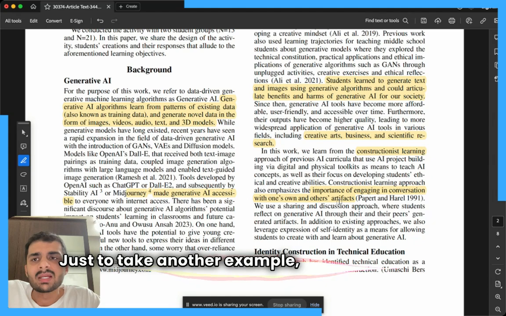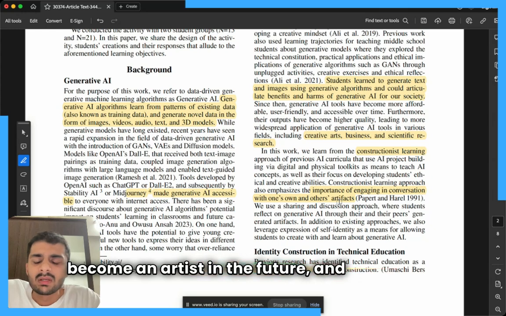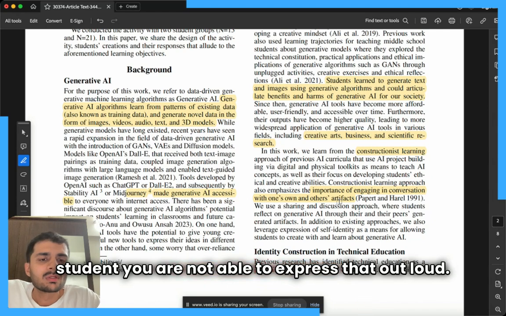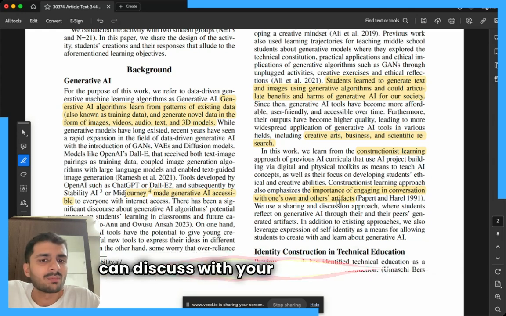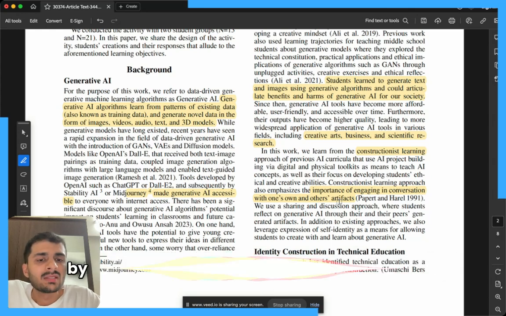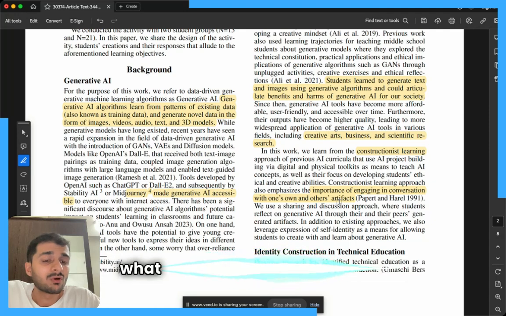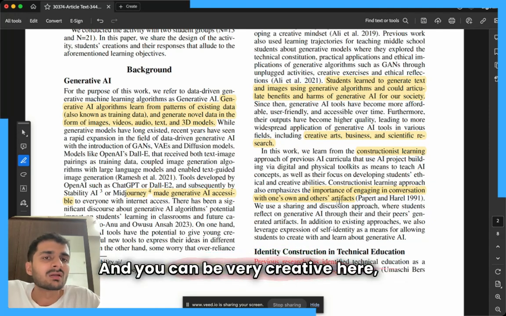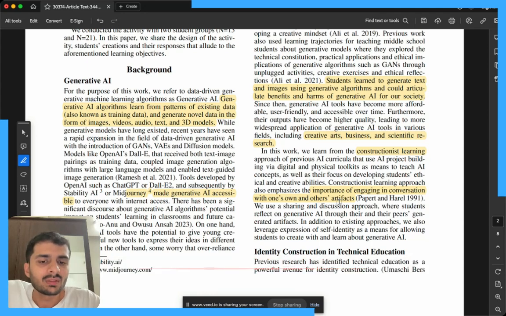Just to take another example, let's say you want to become an artist in the future, and as a school student, you are not able to express that out loud. So what the constructionist learning approach says is that you can discuss with your peers about this by using generative AI applications to express what you are really trying to say. And you can be very creative here, not with actual drawing, but with the prompt that you are using to create that particular drawing.